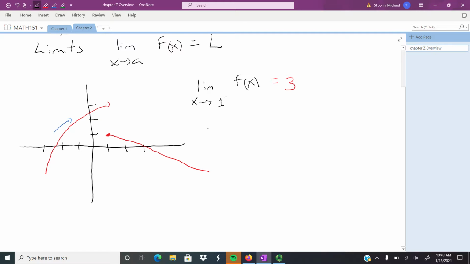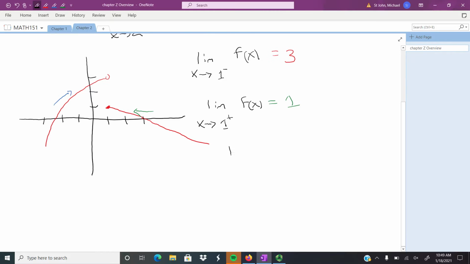Now, if I do the limit as x approaches 1, but this time from numbers that are greater than 1, I would be coming in this way, and now my answer is going to be 1. Right? And then lastly, if I just ask, what is the limit as x approaches 1? Here, the answer is going to be that it does not exist.